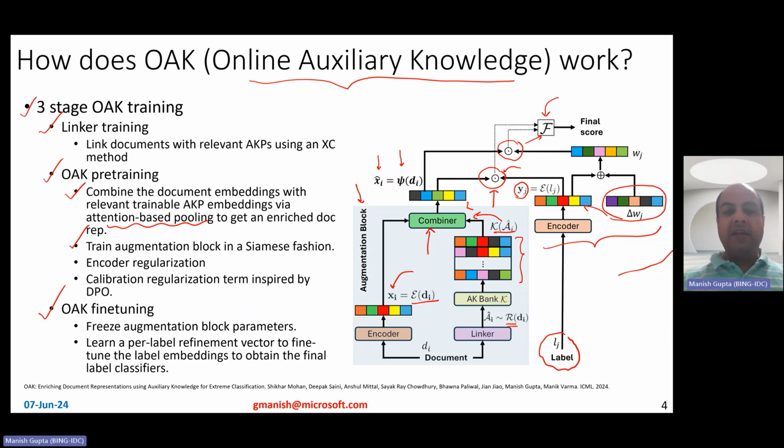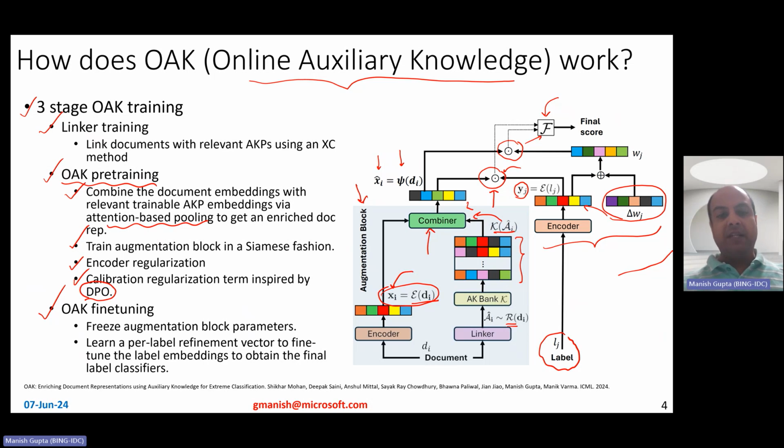Now, while doing OAK pre-training, you want to ensure that there is good encoder regularization, so as to ensure that these representations are not very far away from the representations that you have trained using just the encoder. Also, we use a special kind of calibration loss, which is inspired by a recent DPO paper. DPO stands for direct preference optimization, and in some ways, it's a replacement for standard RLHF methods. So in some ways, the augmentation block is basically pre-trained using the OAK pre-training stage.